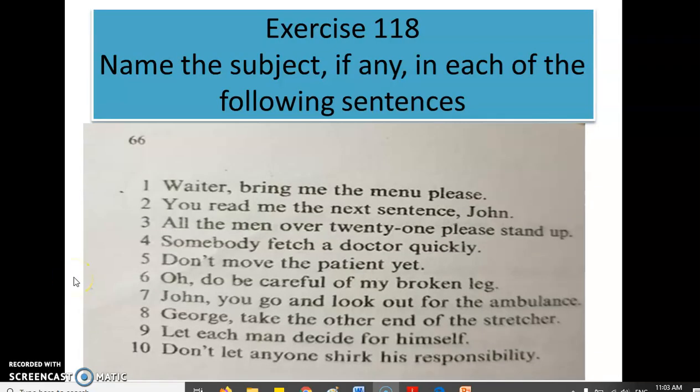And you have an exercise in your grammar workbook, exercise 118. You have to name the subject, if any, in each of the following sentences. Here you have 10 sentences. You have to name the subject of these sentences if there is a subject.